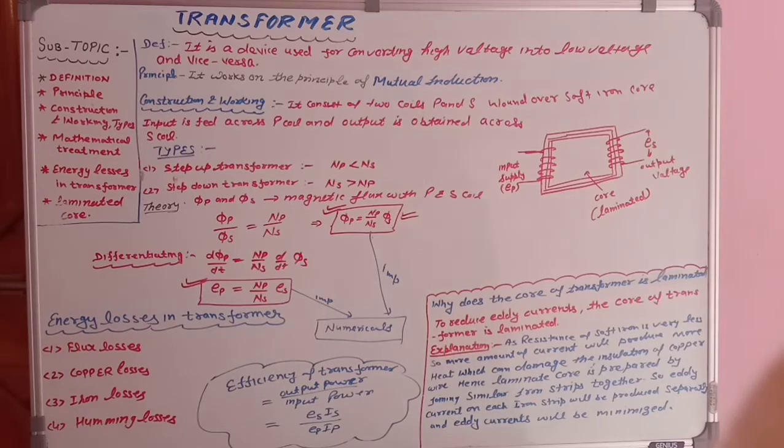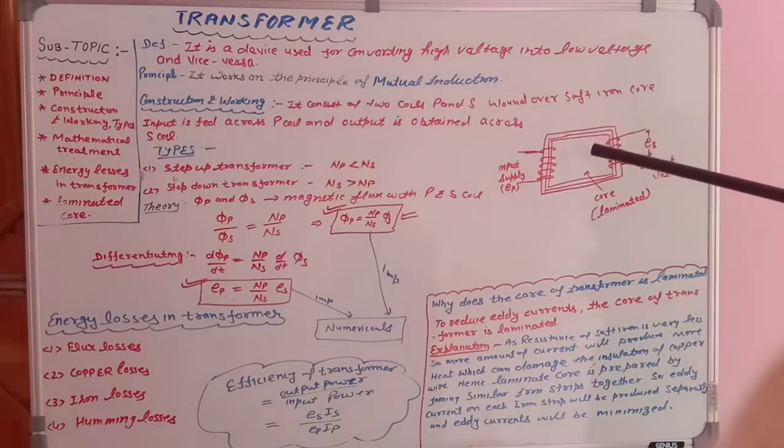So let us see the diagram. In your diagram, you can see that this is the core, the central part of the transformer, and it is made of soft iron. Now the question arises: why is the core of a transformer made of soft iron? It is made of soft iron because the hysteresis loop of soft iron that we have drawn has a very small area, so the energy loss per cycle is also very small. That's why the core is made of soft iron and we are laminating it.